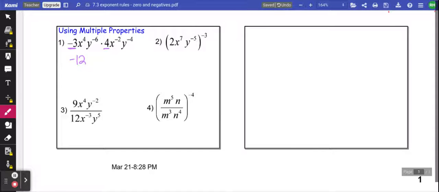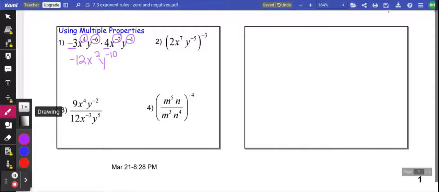And then multiply means I add. So I'm going to add, same basis. 4 plus negative 2 gives me negative 2. So x to the negative 2. And then negative 6 plus negative 4 is y to the negative 10. Right? Oh, that one wouldn't be negative. I'm sorry. This guy is positive. 4 plus negative 2 is 2. Apologies. So 12 and x both have a positive exponent. So they're going to stay up top. So 12 x squared. And then y has a negative, so it's going to go to the bottom and become a positive.